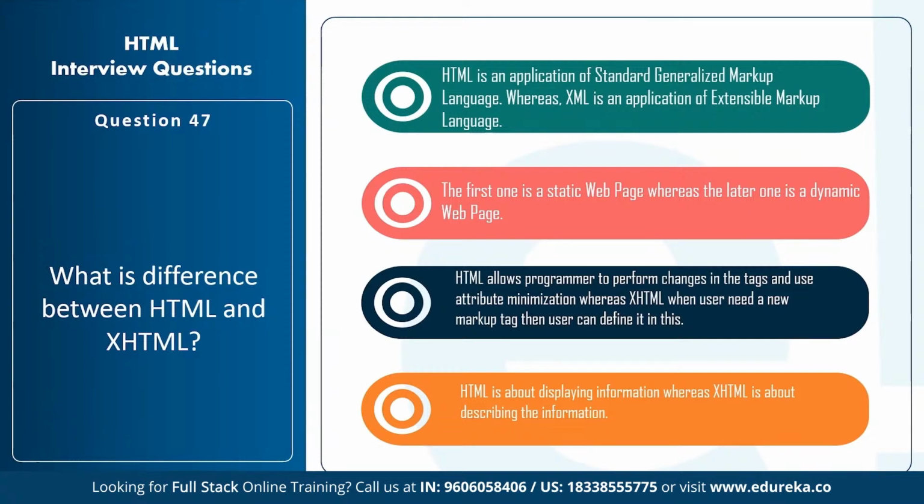Not just that, HTML allows programmers to perform changes in the tags and use different attribute minimization, whereas in XHTML, when the user needs a new markup tag, then the user can define it. And finally, HTML is all about displaying information, whereas XHTML is all about describing the particular information. So these were some of the differences between HTML and XHTML.